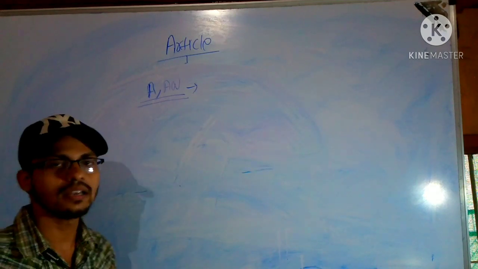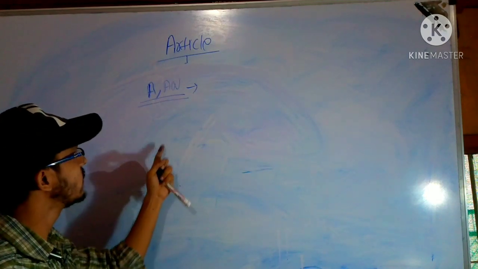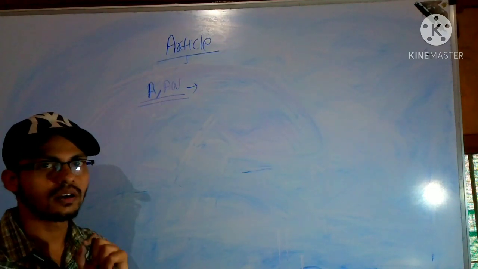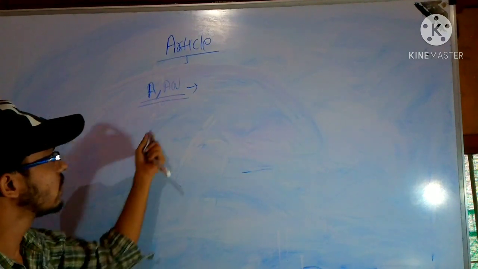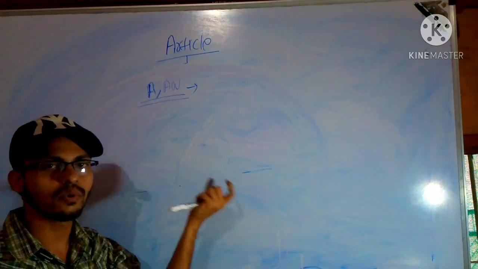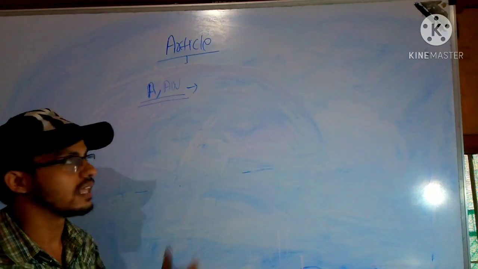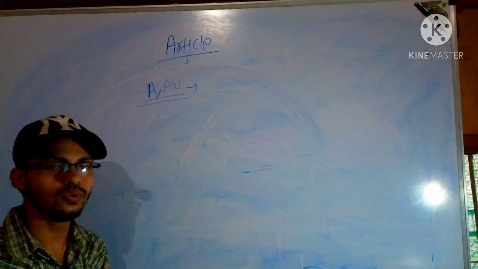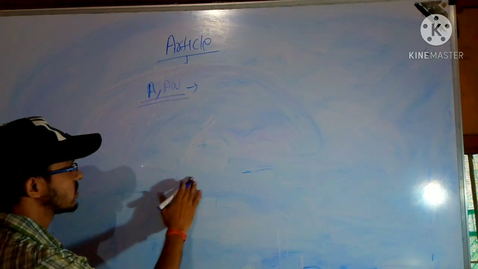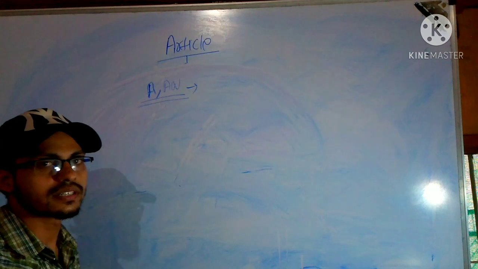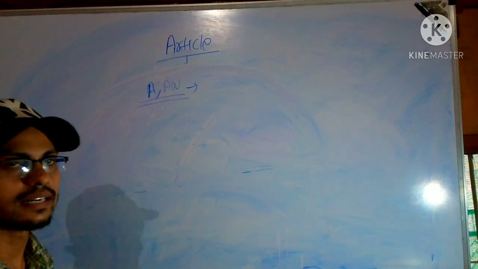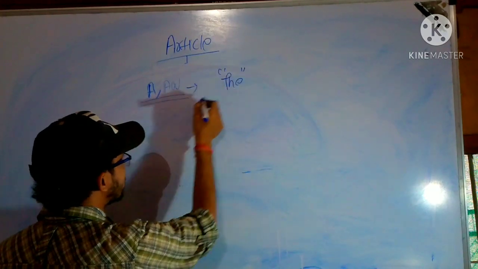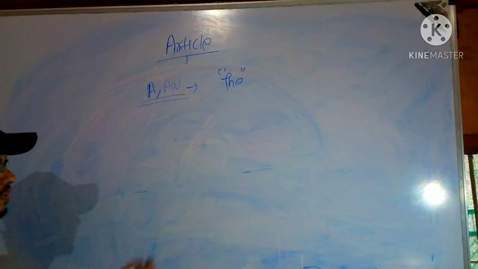Again, indefinite articles are those which are used before a singular countable noun, and when any subject or noun is introduced for the first time in the sentence, then we use the indefinite article. And if that noun is used for the second time in the sentence, then we use the definite article. That definite article is THE, right? Here I'll give an example.